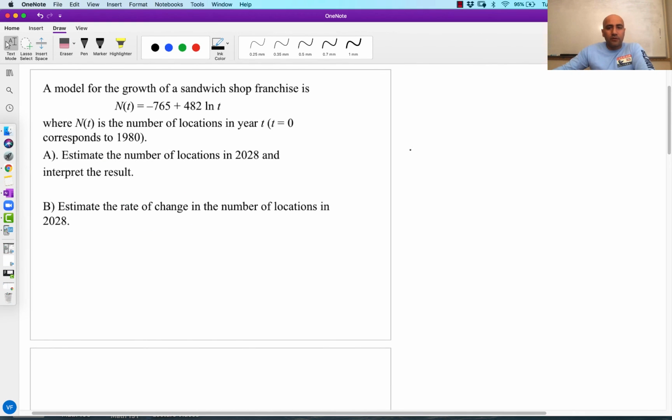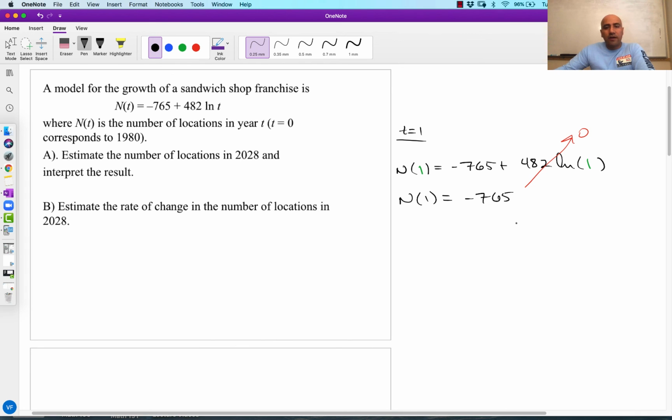Let's put a little table here. Note that if we have t equal to 1, then N of 1 equals negative 765 plus 482 ln of 1. We know ln of 1 to be 0, so that means this whole thing becomes 0. And so we get N of 1 equals negative 765.